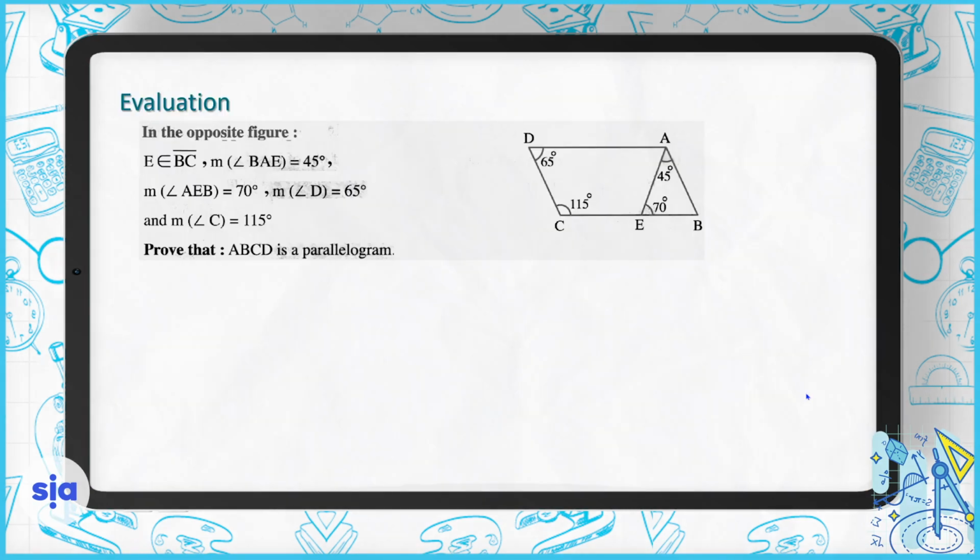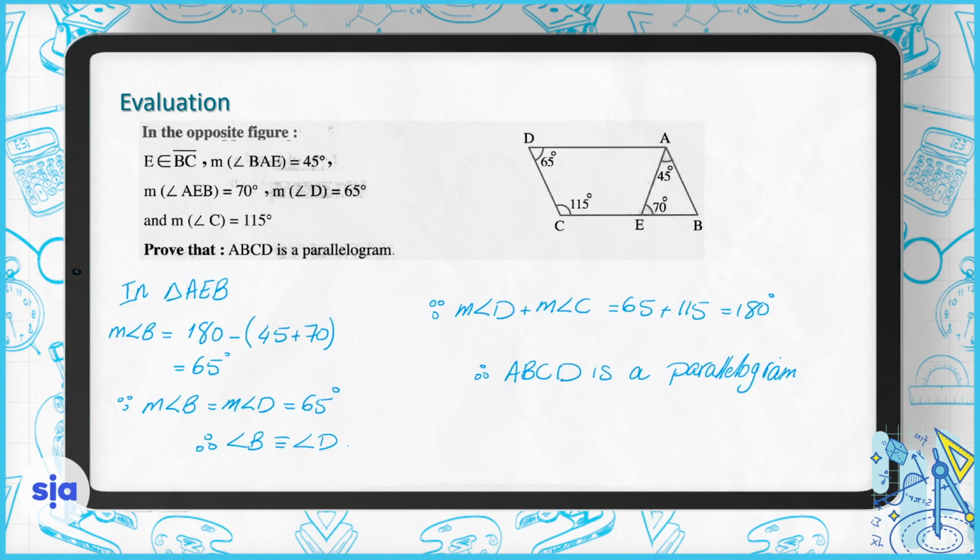Dear students, as I always remind you, when you see the question, pause the video, try to answer the question yourself, and then play the video to check your answer. In the opposite figure, E belongs to BC, where the measure of angle BAE is 45 degrees, and the measure of angle AEB is 70 degrees, and the measure of angle D is 65 degrees. And also the measure of angle C is 115 degrees. The question wants me to prove that ABCD is a parallelogram.